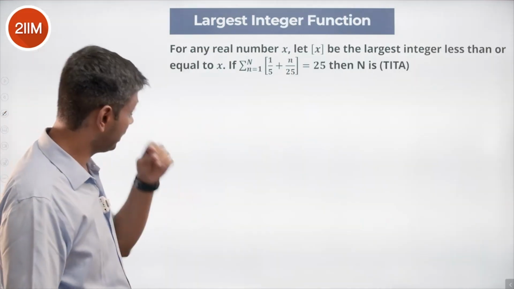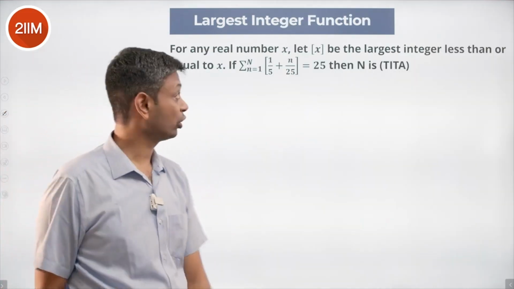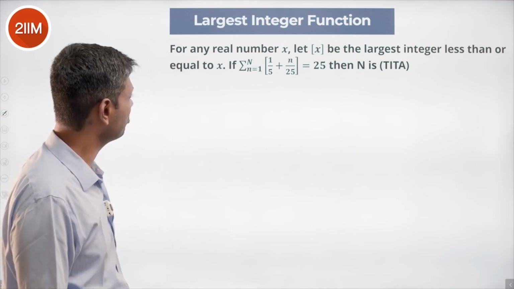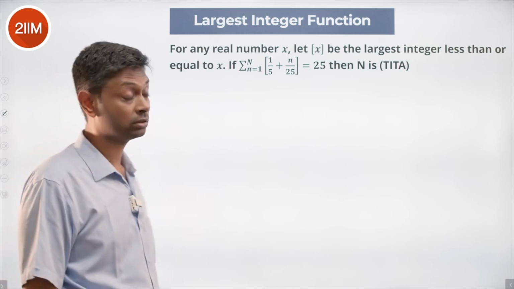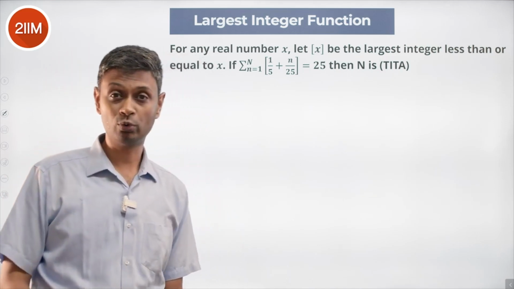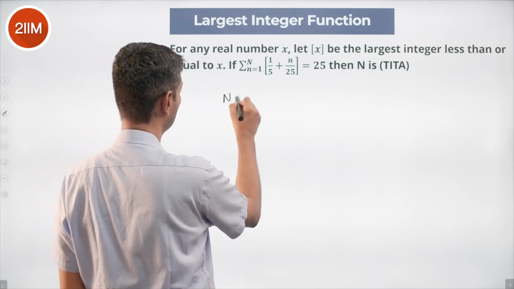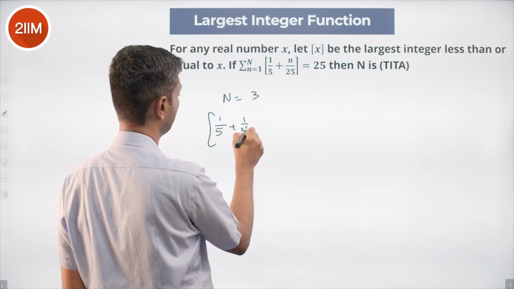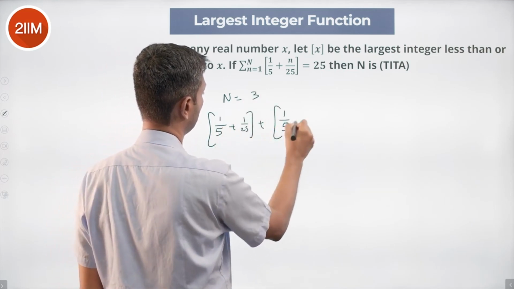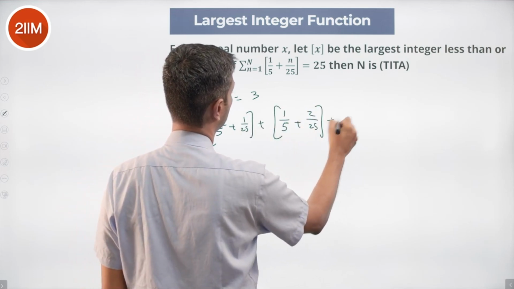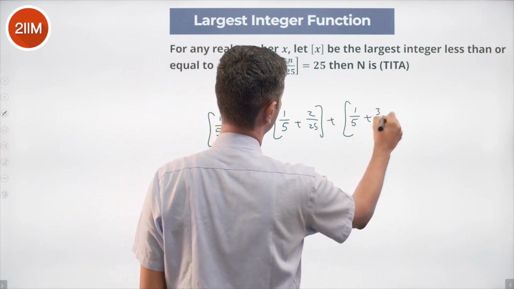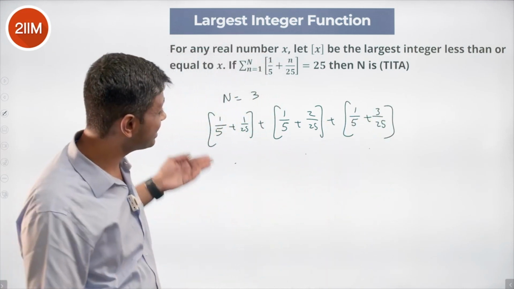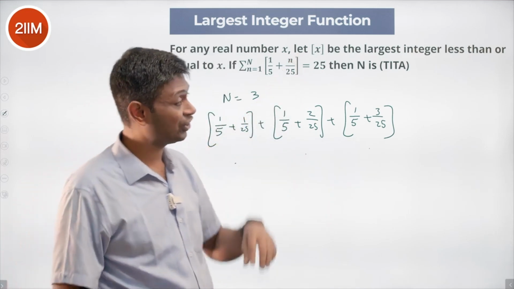For any real number x, let box of x be the largest integer less than or equal to x. If sigma n equal to 1 to n, sum of 1 by 5 plus n by 25 equal to 25, then n is. I understand these kind of questions, so I brute force them. What do I do? I put n equal to 3. Between box of 1 by 5 plus 1 by 25, plus 1 by 5 plus 2 by 25, plus 1 by 5 plus 3 by 25. This is 0, 0, 0. This will be 0.